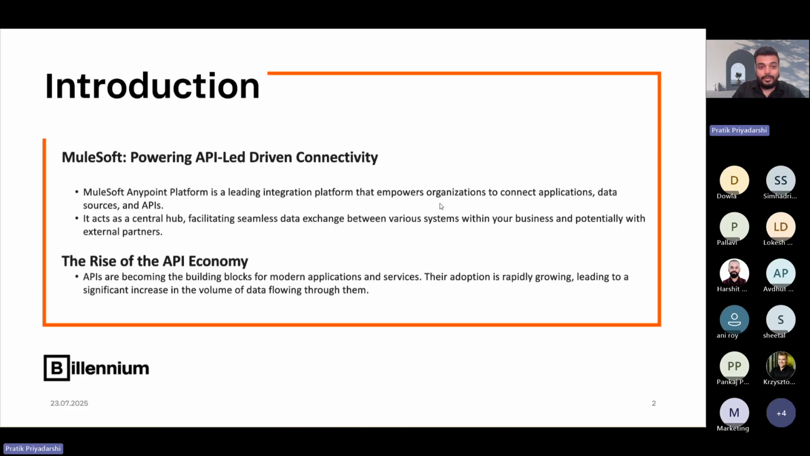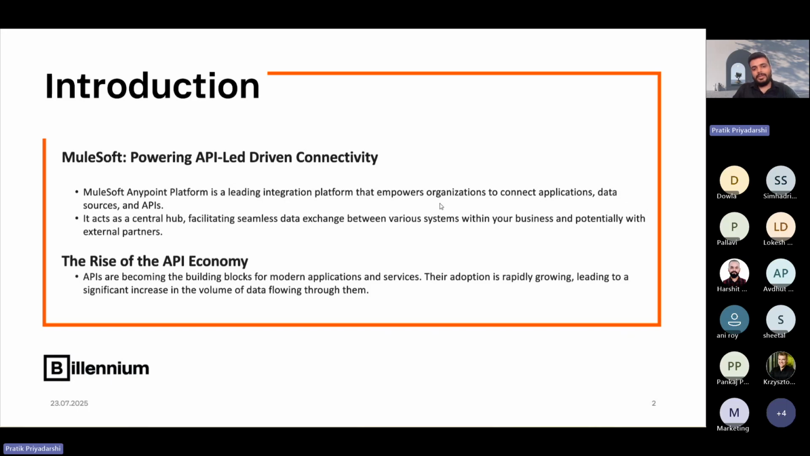So it's a very powerful tool actually, and its real power comes from DataWeave, which is a scripting language used to transform, do lookups and so on. MuleSoft facilitates seamless data exchange between the various systems, as I already said, and also with your external partners, your vendors, your customers. So that's pretty much the introduction to MuleSoft.